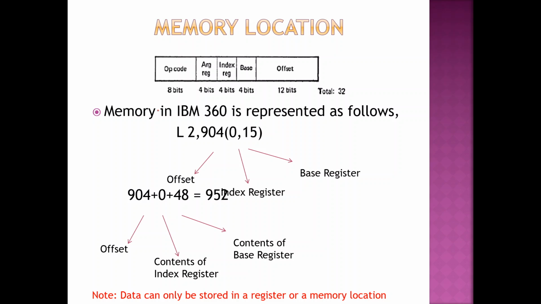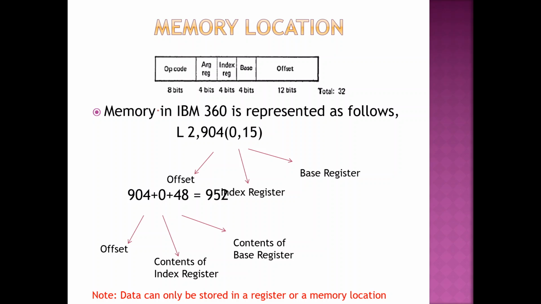Here your memory location will usually be represented like this. Example: 904 of 0 comma 15. 904 is the displacement, 0 is the index register which you are going to use. So it's not the value 0, it is register 0 that I'm using. 15 here is my base register. Mostly 15 will be the base register, which is the last register, used as a base register.